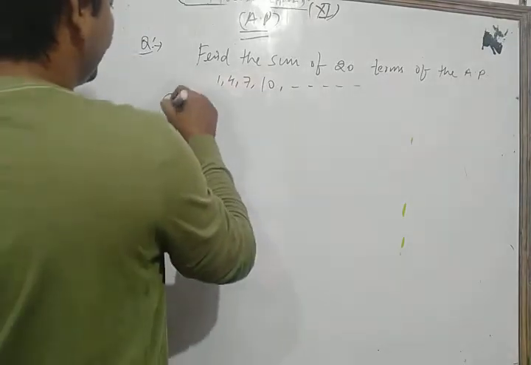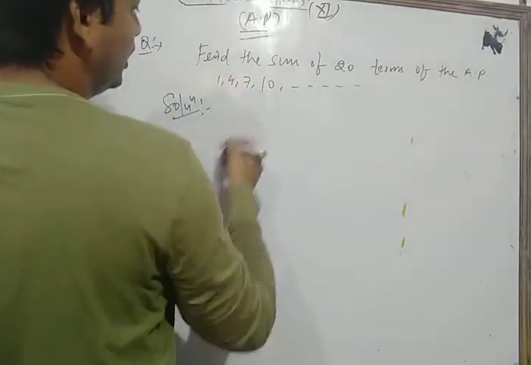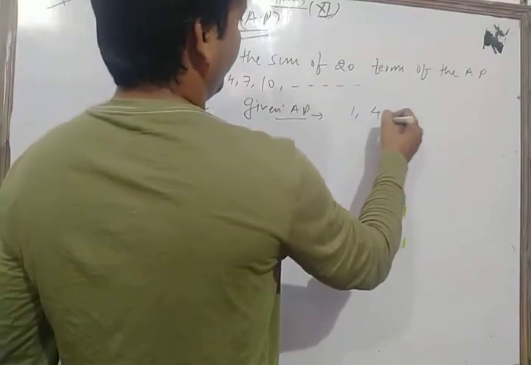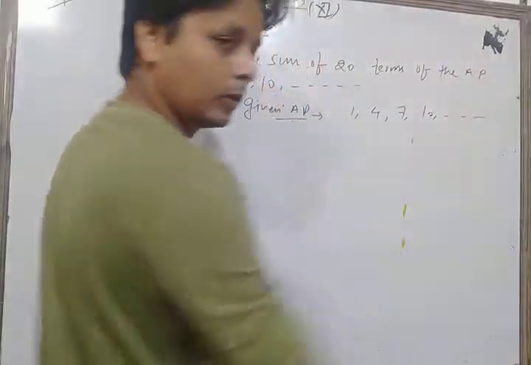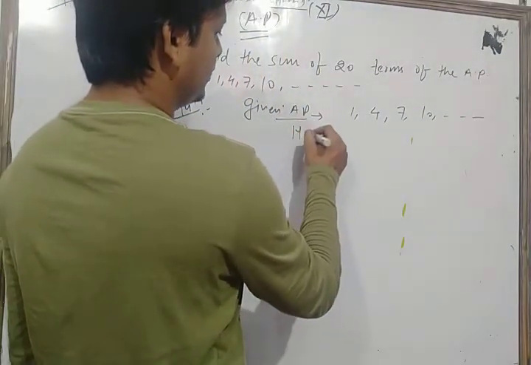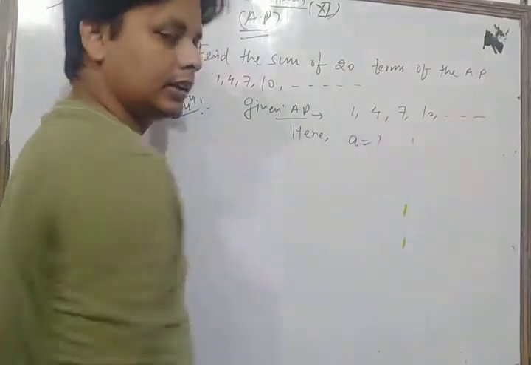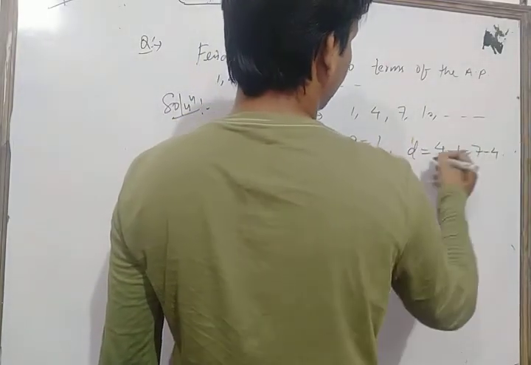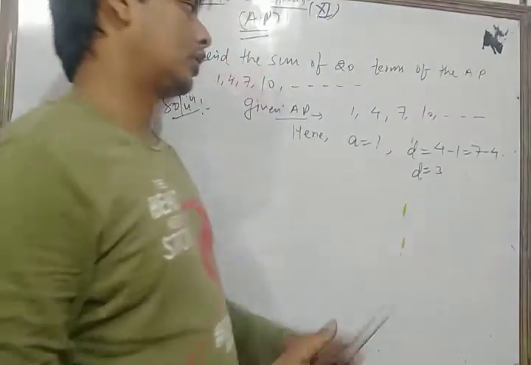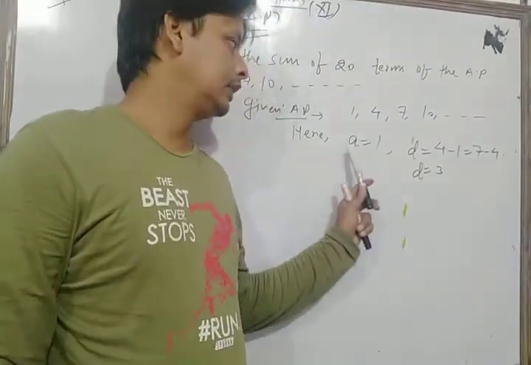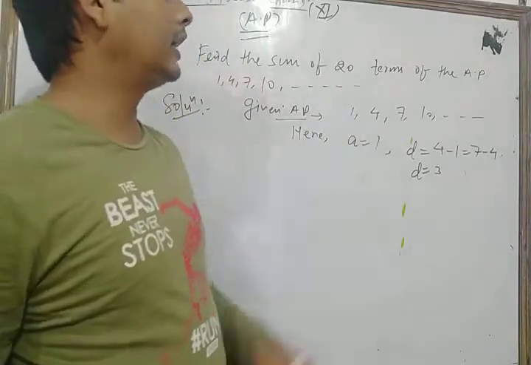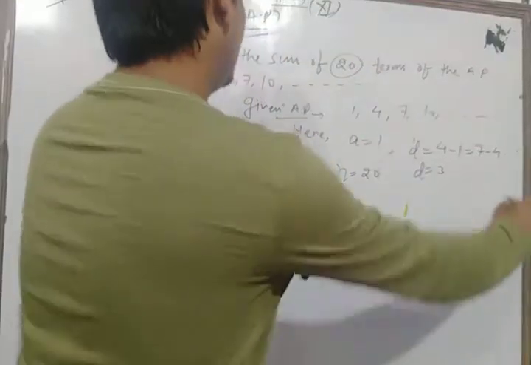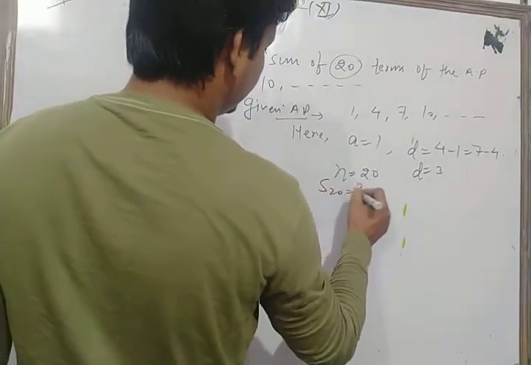So dear student, in that type of question we solve in this way. First of all, we write the given AP. Given AP is 1, 4, 7, 10 and so on. Now here the first term of this AP is 1. The common difference of this AP is 4 minus 1 or 7 minus 4, each equal to 3. So the common difference of this AP is 3. The first term of this AP is 1. And here the number of terms is 20. Now we find the sum of 20 terms, meaning S20.